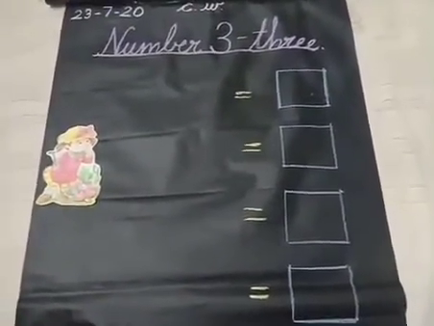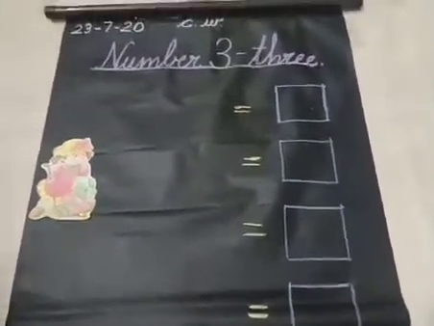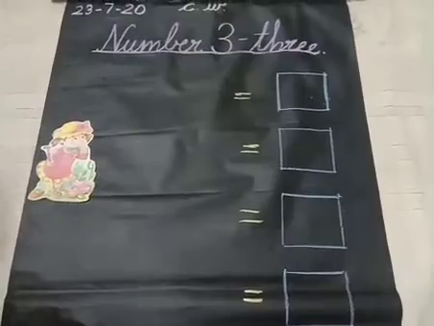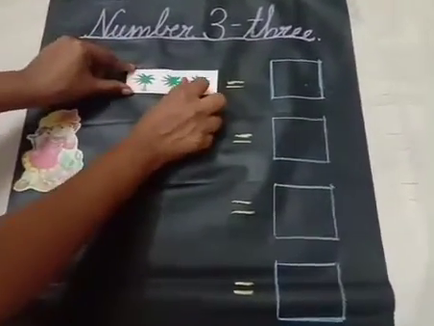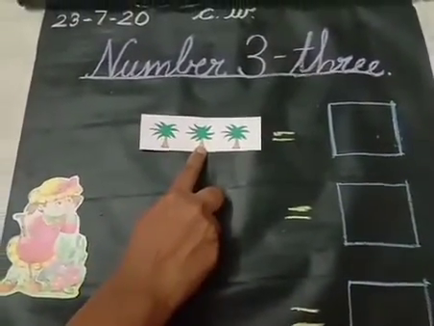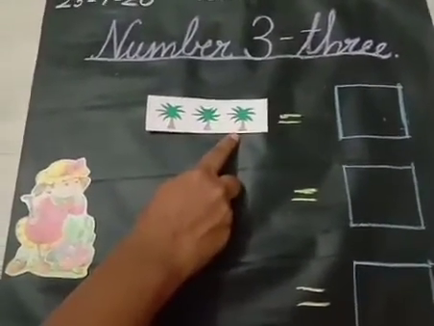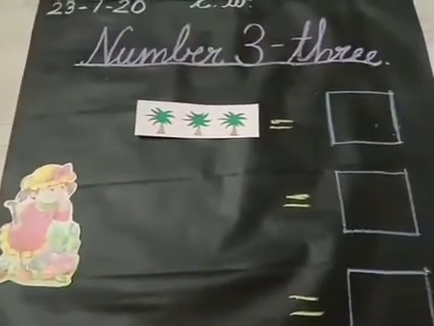In that garden, there were flowers, bushes and some trees. So children, let us count these trees. How many trees were there in the garden? 1, 2 and 3. In the garden there were 3 trees.